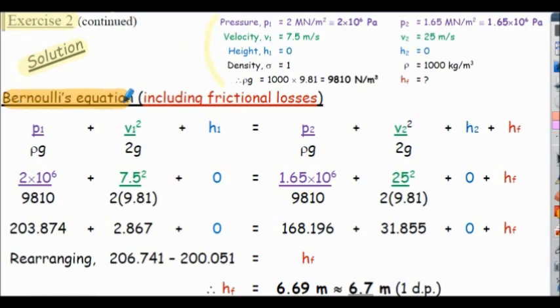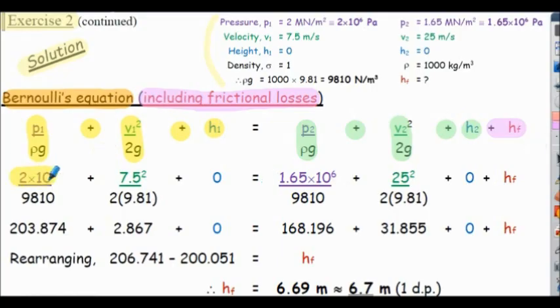So here's our Bernoulli's equation, but this time including frictional losses. On the left hand side we have our energy terms at the inlet, position 1, and on the right hand side we have our energy terms at the outlet, position 2. And of course now accounting for the frictional effects. Our next line will simply insert the values from above with appropriate terms.